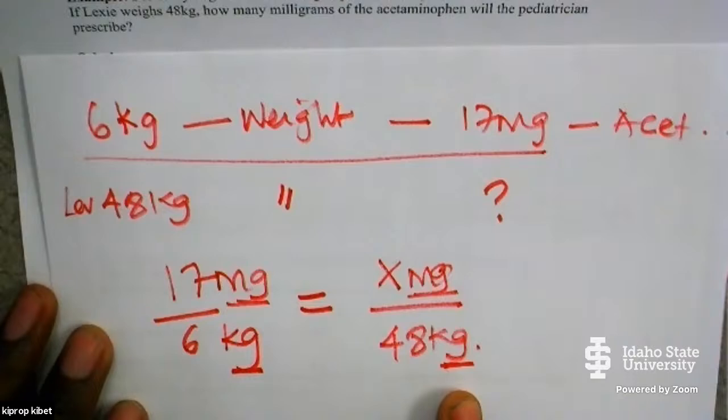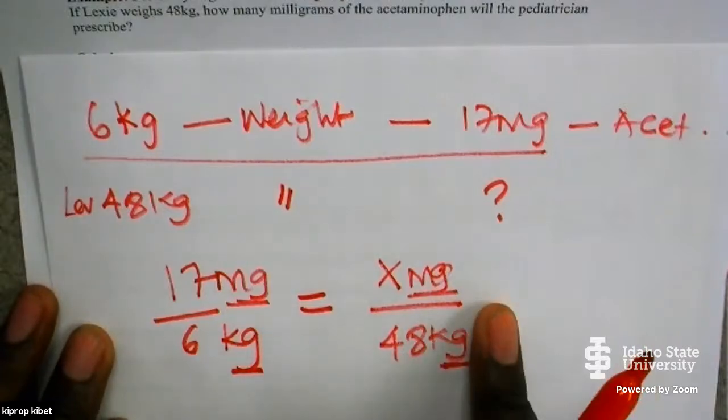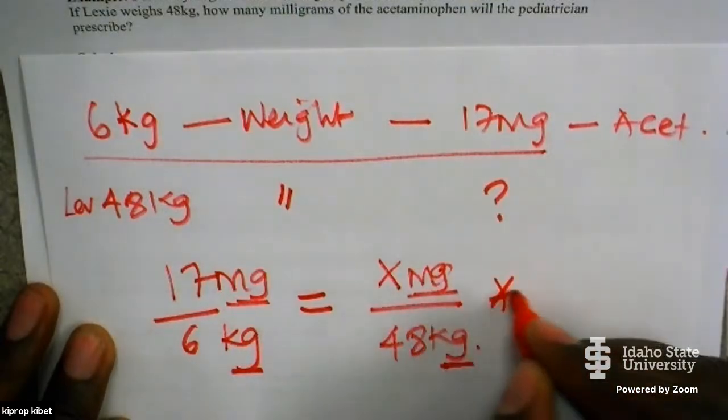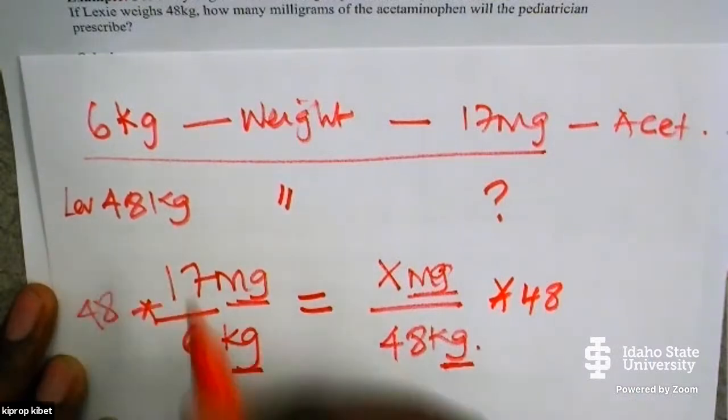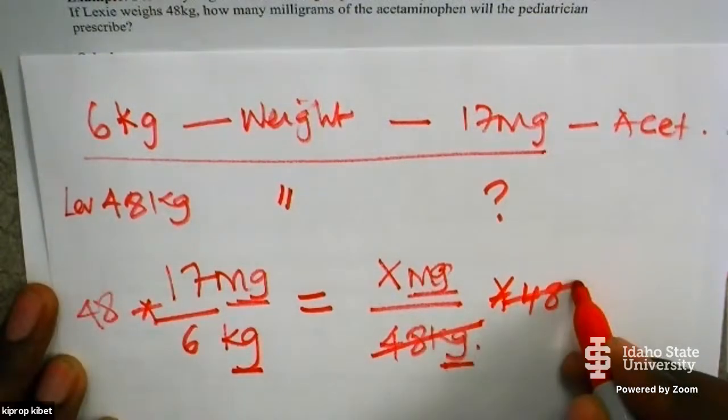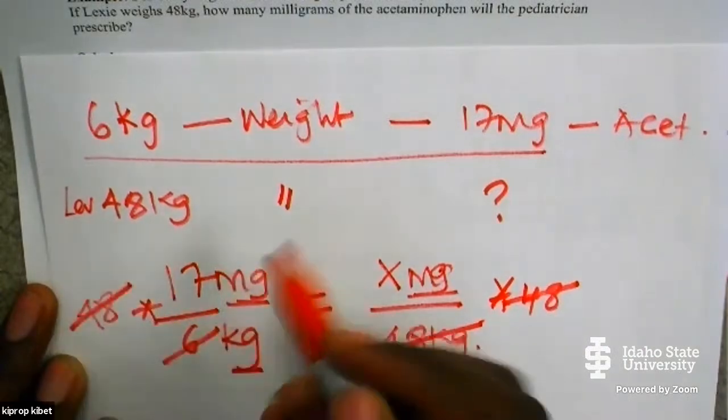So how do you get the value of x? You can multiply everywhere by 48, right? So you multiply here by 48. You also multiply here by 48. So that and that will cancel, 6 by 6.